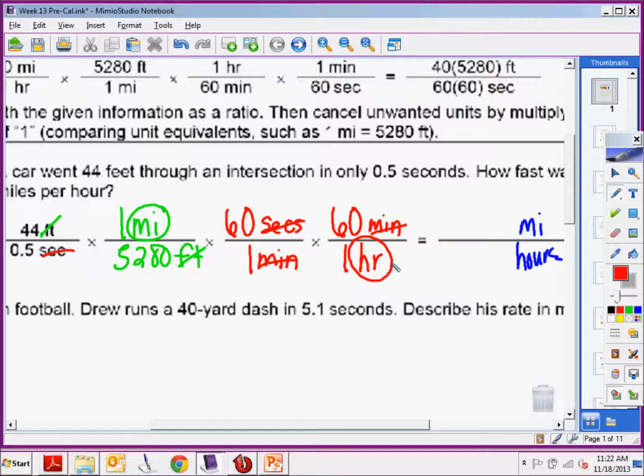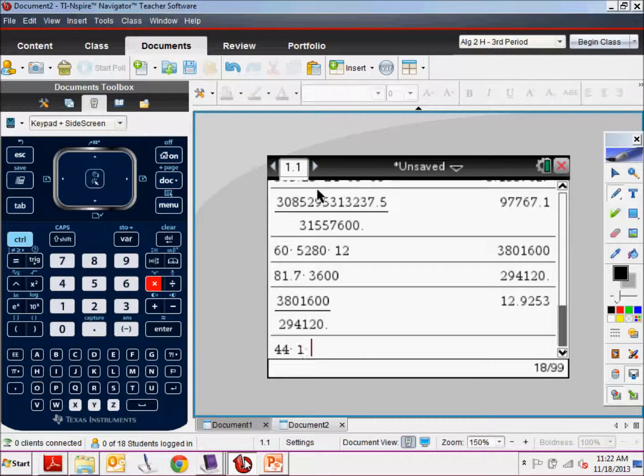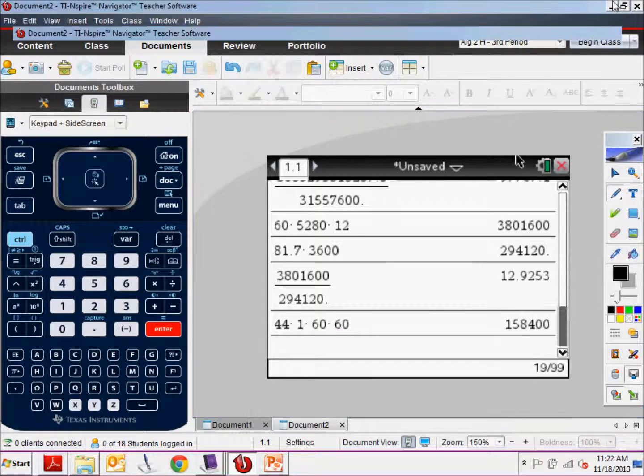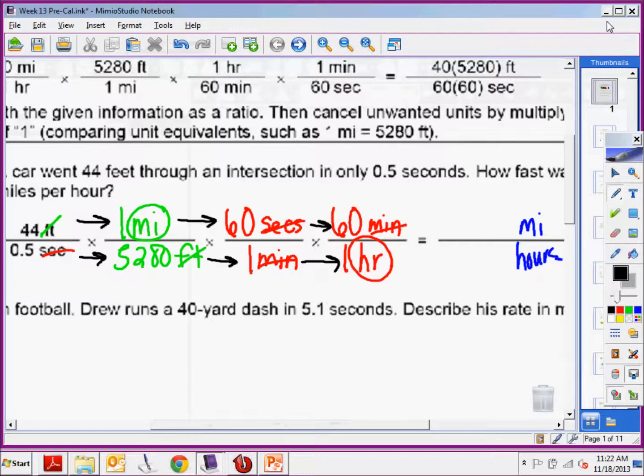At this point, all you're going to do is multiply straight across. You multiply your numerator, multiply your denominator. So I'm going to do 44 times 1 times 60 times 60. I go to my calculator: 44 times 1 times 60 times 60. I know it isn't necessary to put the 1, but I'm putting it in there so you can see I multiplied every number. So my numerator is 158,400.